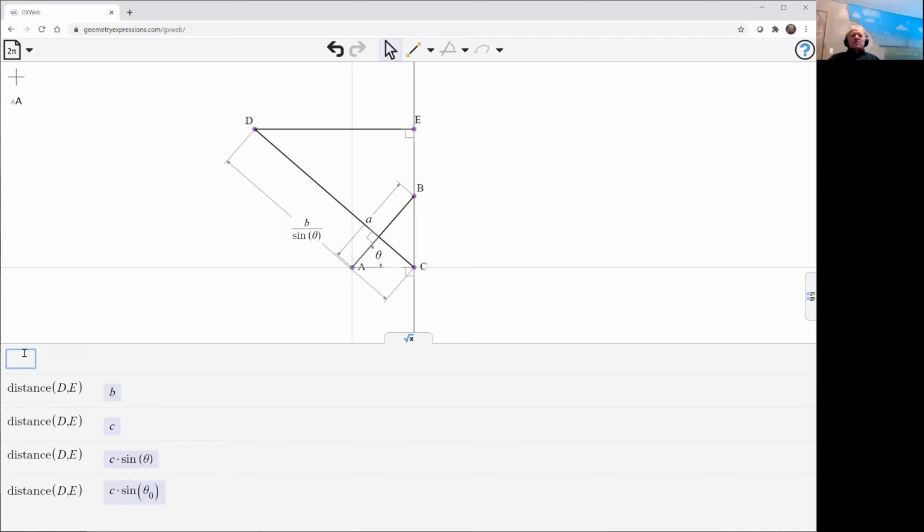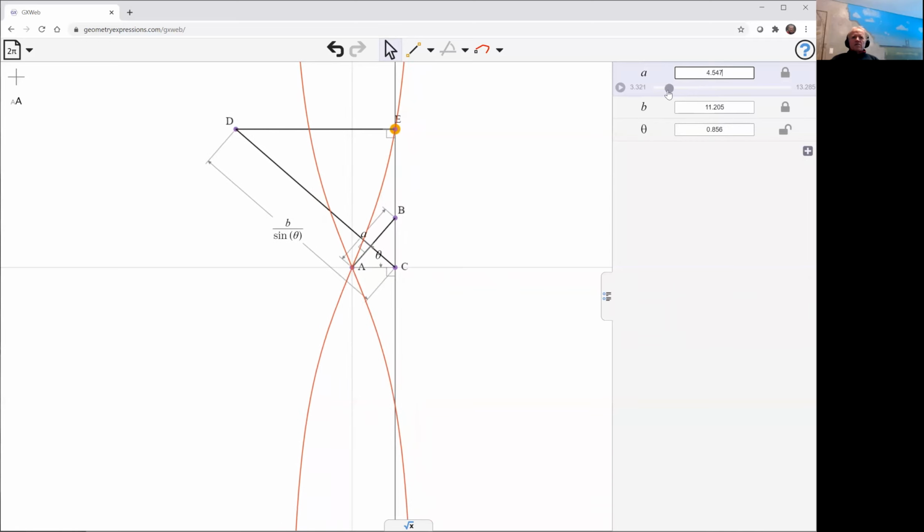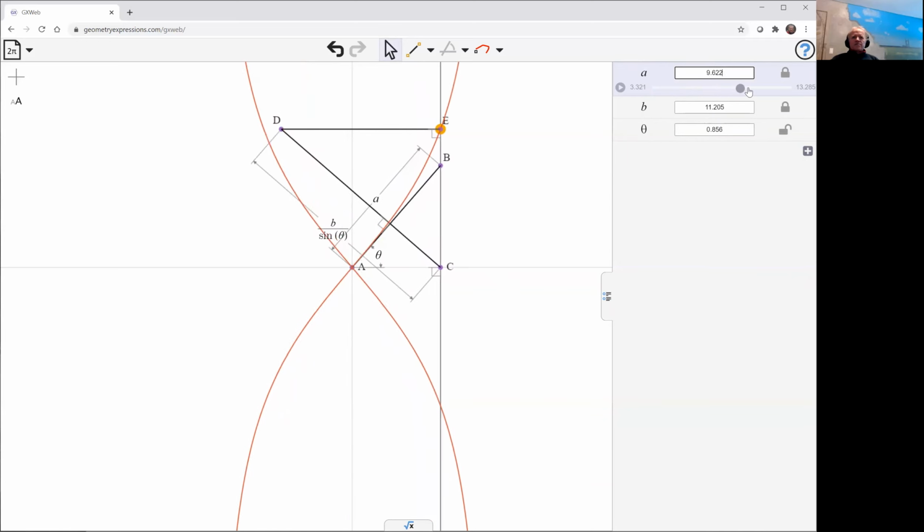There we go. Distance DE is B, so we have the model we wanted, and we can now trace the point that's going to trace the curve, which is in fact not this point D, but this point E here. So let's trace that as theta varies, and we get our curve. We can do some varying of that by varying A with respect to B. Watch how that thing changes.